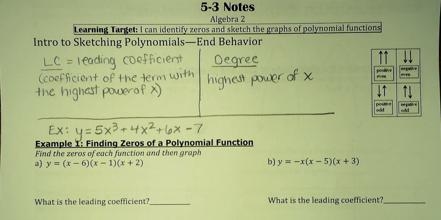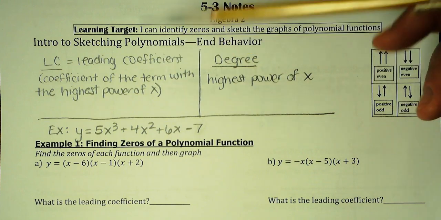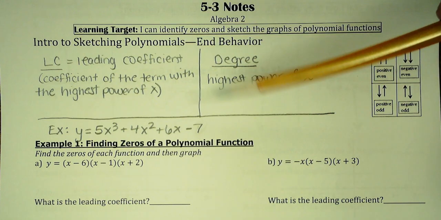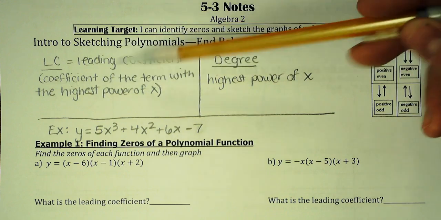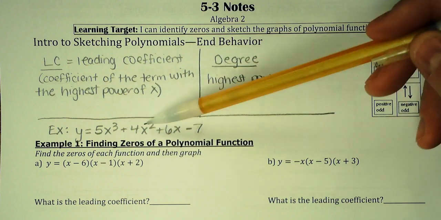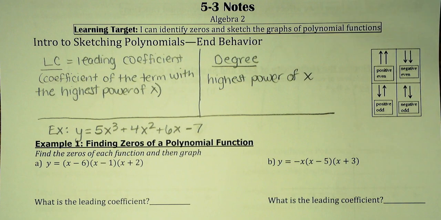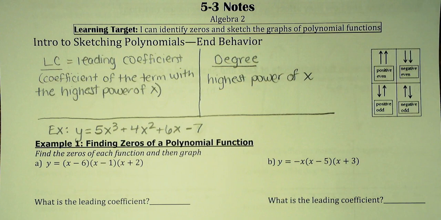Okay, so the two things that you're going to base that on are called the leading coefficient and the degree. So the leading coefficient, and I'm just going to call that LC in a lot of these problems just to abbreviate, is the coefficient, so the number in front of the term with the highest power of x. And I've got a little polynomial written underneath here as an example. And then the degree of the polynomial is just the highest power of x.